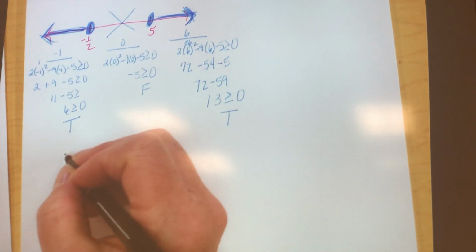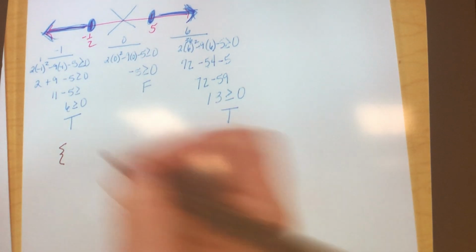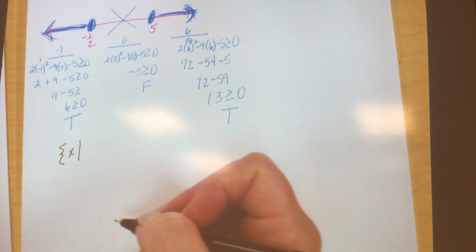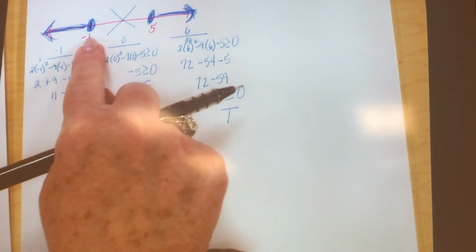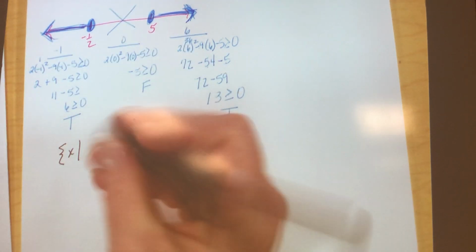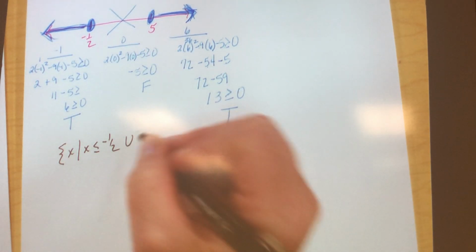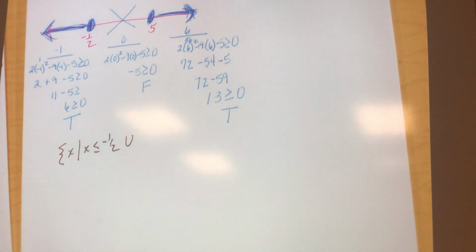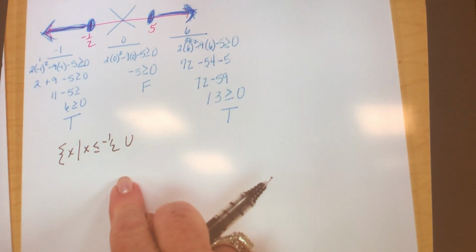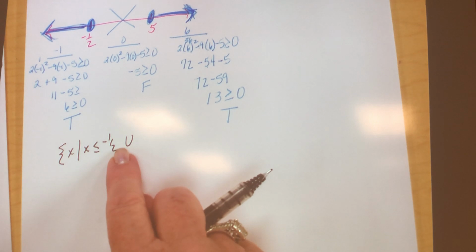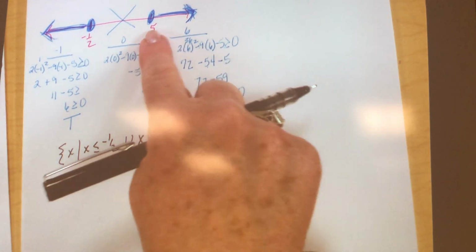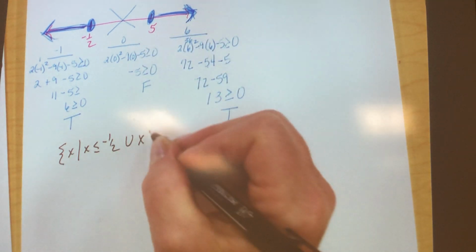So here we go. Proper set, a brace, any x such that, what is this? X has to be what? Less than or equal to -1/2. Or, I use the union symbol. You have to use the union symbol in interval notation, but instead you could write the word or, so I always use the union. Or x is what? Greater than or equal to 5.